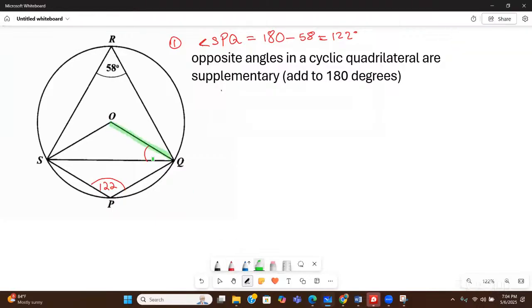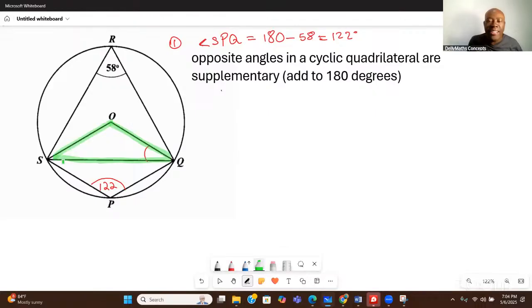Is it parallel? No, nothing looks parallel. We don't see parallelism. We're told parallelism, and if you're never told, it's not parallel. If you don't see arrows showing it, don't assume it. It's a trick. But what I could say, if we don't see it, is that O is the center of the circle.